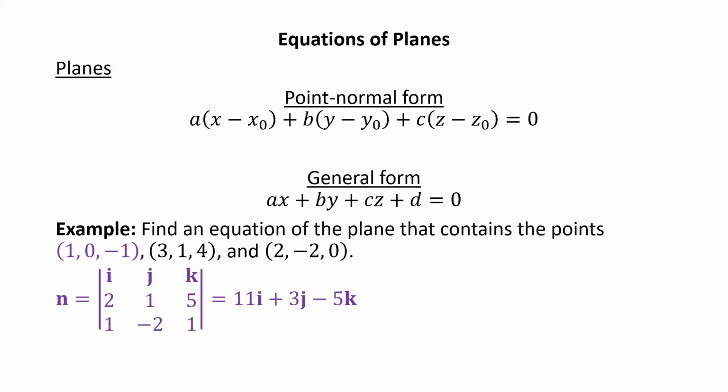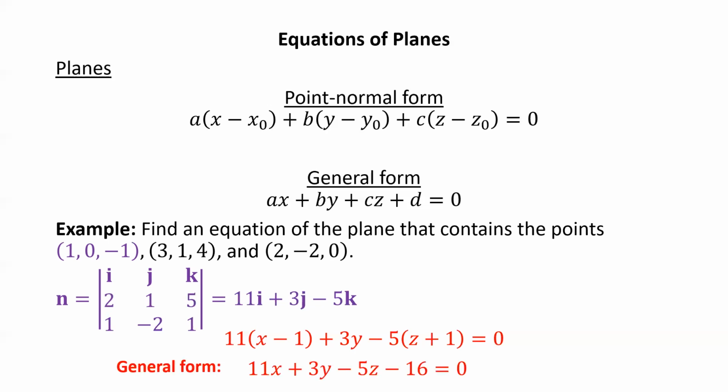So taking the cross product, well, for the i component, we get 1 - (-10), or 1 + 10, is 11. For the j component, we have 5 - 2 is 3. And for the k component, we have -4 - 1 is -5. So we now have a point and a normal vector to the plane. We can go ahead and write an equation in point normal form. 11(x - 1) + 3(y - 0), or just 3y, - 5(z - (-1)), or z + 1, is equal to 0.